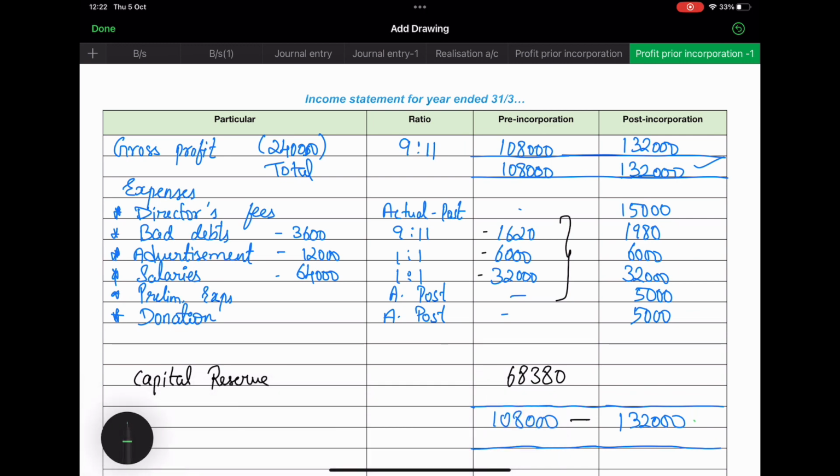Next, this 1,32,000 minus 15,000, 1,980, minus 6,000, 32,000, minus 10,000. If you minus all these things, we will get 67,020. This is also a positive value, which means in pre-incorporation the company earned a profit, and post-incorporation also the company earned a profit. Post-incorporation profit will be transferred to P&L account, P&L appropriation account. Got it? So these two things are considered as net profit.